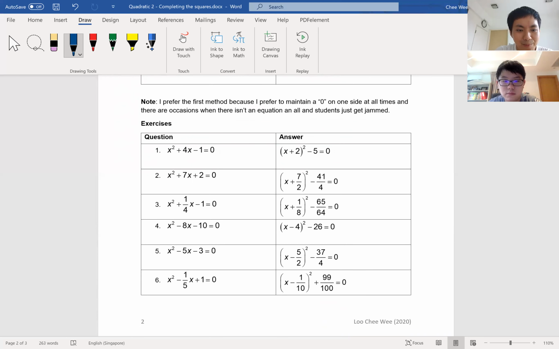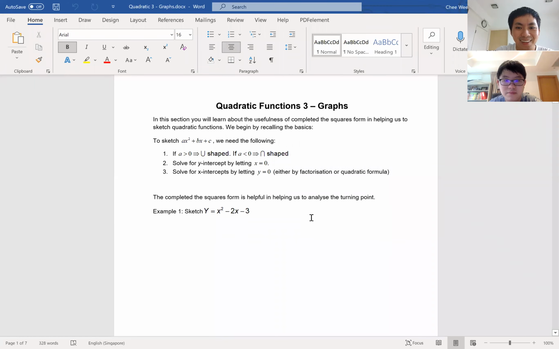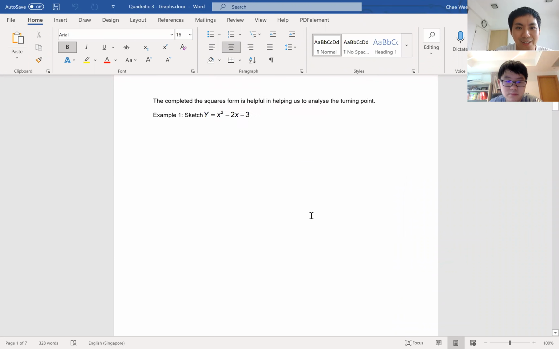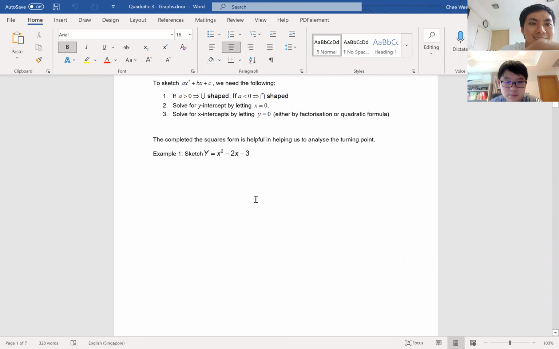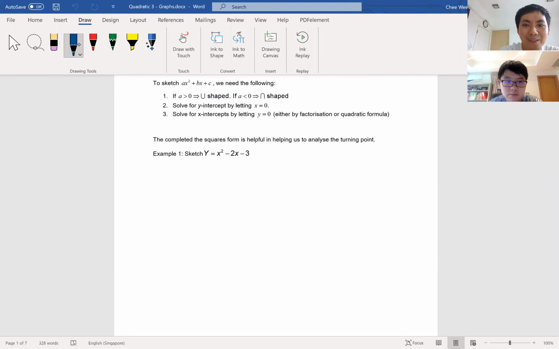So let me open up the third document. It's moving a lot faster than I envisioned, but good. Okay, so what's so good about the vertex then? Let's say this one. If I turn this into the completed the squares form, I will have x minus 1 squared minus 4, right? Okay, how is this done? Explain to me. How do we know that the vertex is 1, negative 4 then?